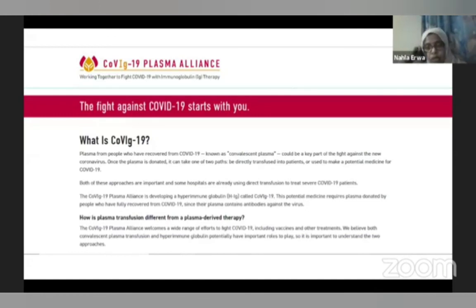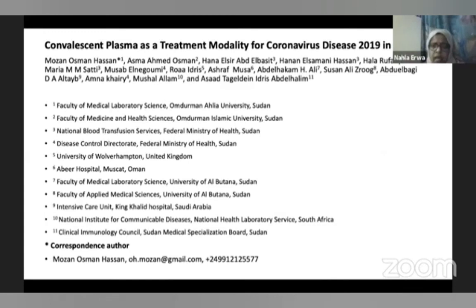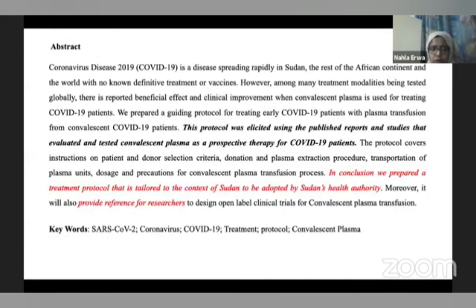And can I move to the next slide just to show you what has been done in Sudan? This is a very simple method of proposing convalescent plasma as a treatment modality for coronavirus disease 2019 in Sudan. Can I move to the next slide? So basically, this group of doctors have reviewed the literature and elicited this proposal. The design is very simple. It is mainly adapted to our very simple and basic methods of extraction procedures and the capacity that we have in Sudan.